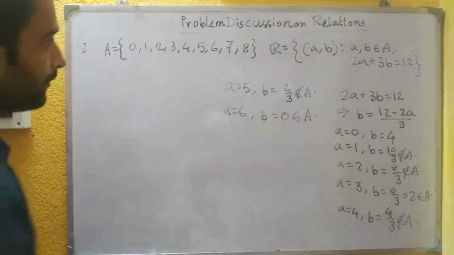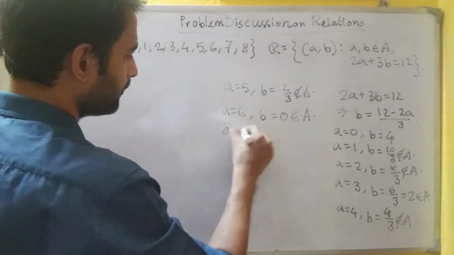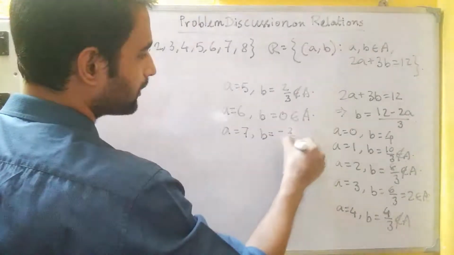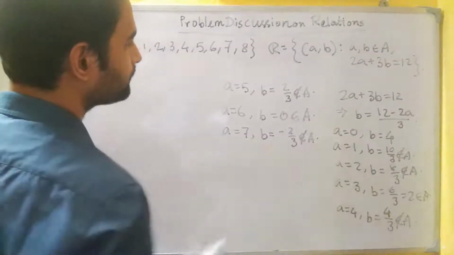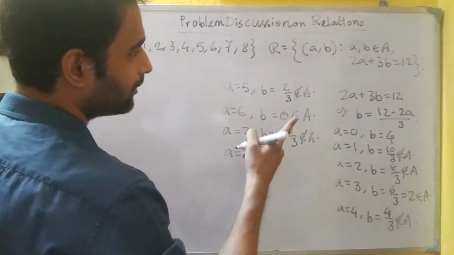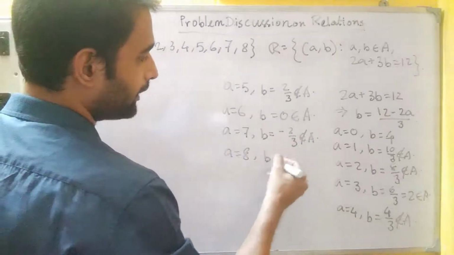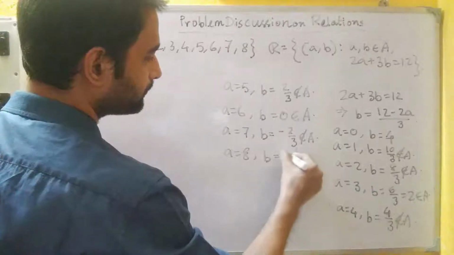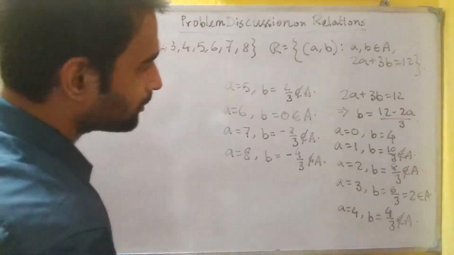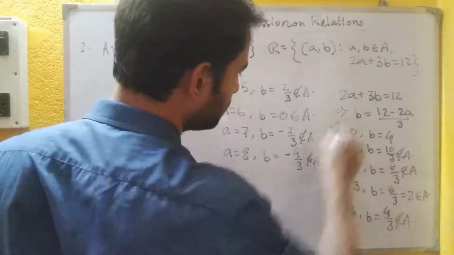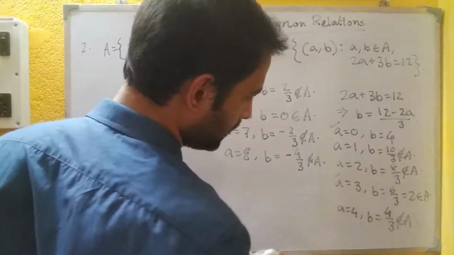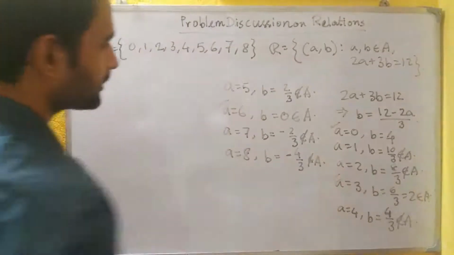Now see, if you put some higher value of a, then b becomes negative. It is minus 2 by 3, which is not in A. And finally for 8, you get 16 minus 12, that is minus 4 by 3. That is also not in A. So for which values are we getting some ordered pairs? For a equals 0, a equals 3, and a equals 6.